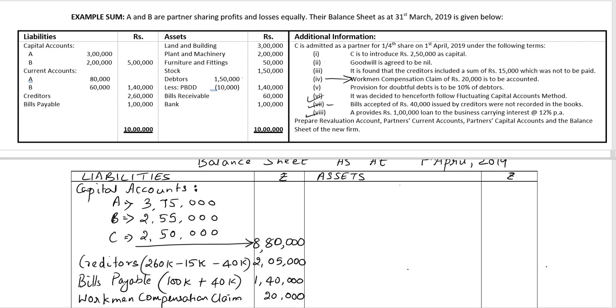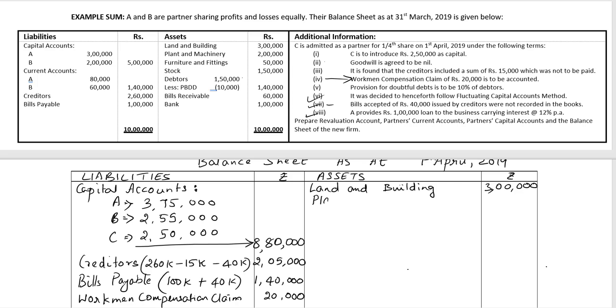Let's insert the asset side items. Land and building. There is no change in the figure, it's 3 lakh rupees. Plant and machinery. Again, no change in the figure, it's 2 lakh rupees. Furniture and fittings. No change, 50,000 rupees. Stock. No change, 1,50,000 rupees.